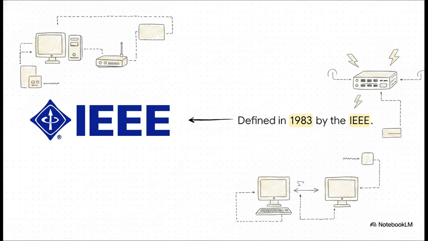But that all changed when the Institute of Electrical and Electronics Engineers, the IEEE, stepped in and defined the 802.3 Ethernet standard. It was a total game changer. By setting a universal language, they built the foundation for the internet we know today.